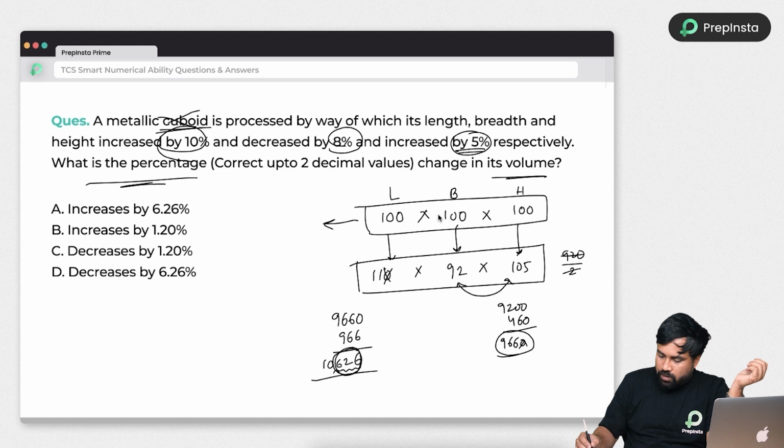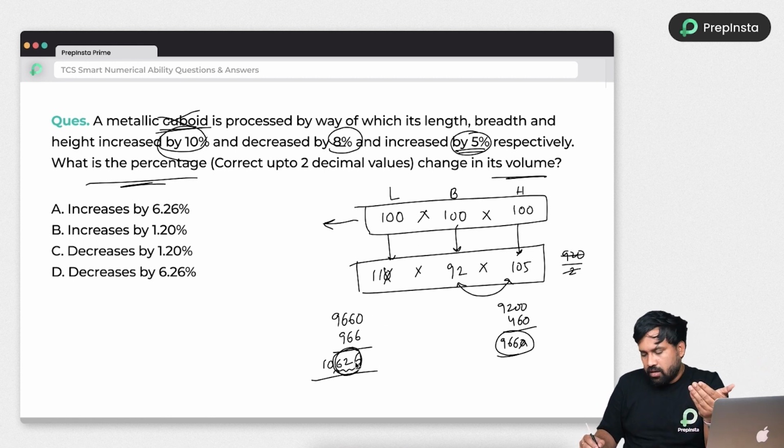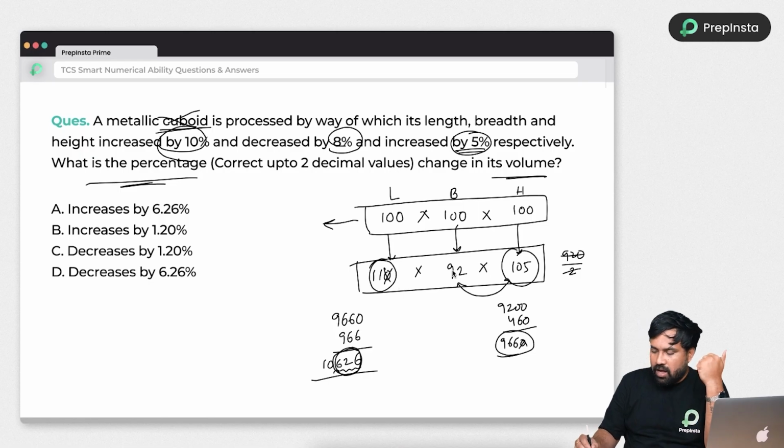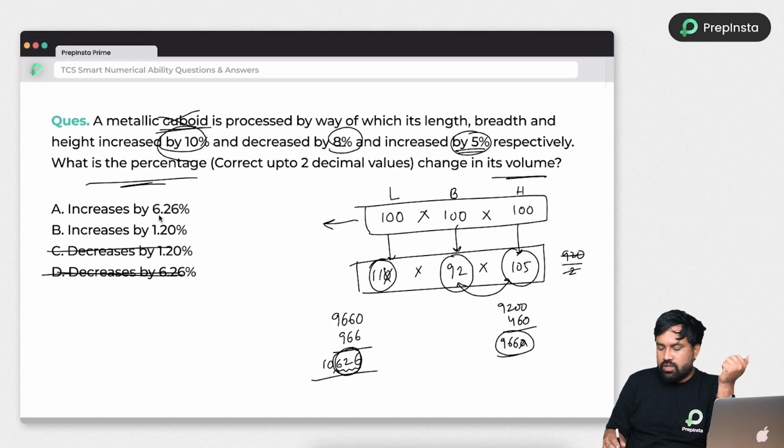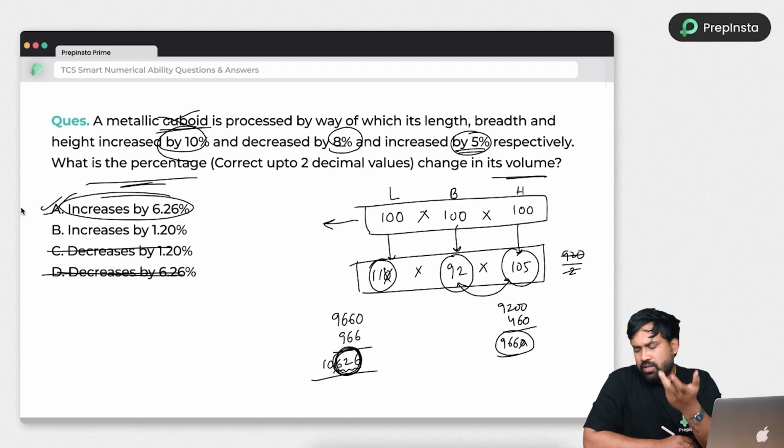So here if you observe, obviously the multiplication will become more, not less, right? Why? Because two numbers are increased by a lot and one is decreased moderately. If you observe 5%, 10%, 15% increased, one is 8% decrease, always it will be increased. So you can eliminate a direct decrease. You are left with 1.20 and 6.26. The last digits are 6.626, which means increased by 6.26%. So this is how you need to do it.